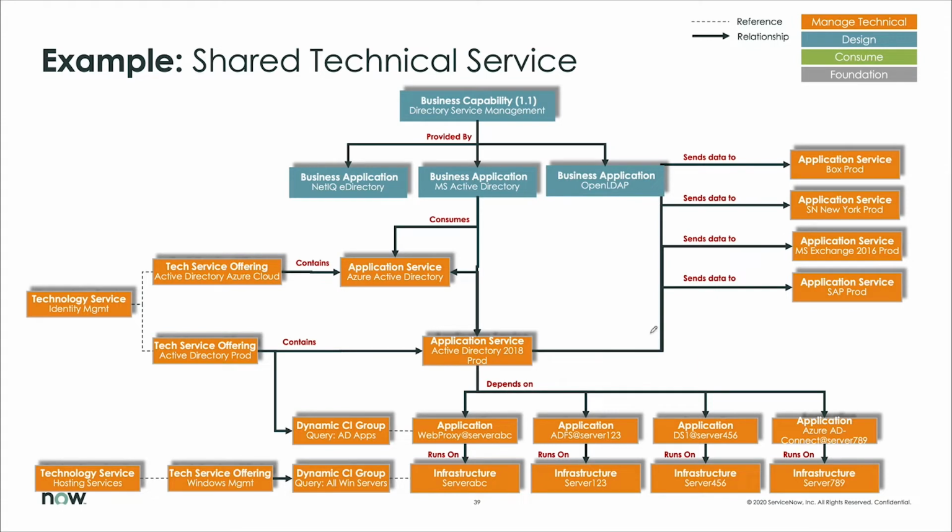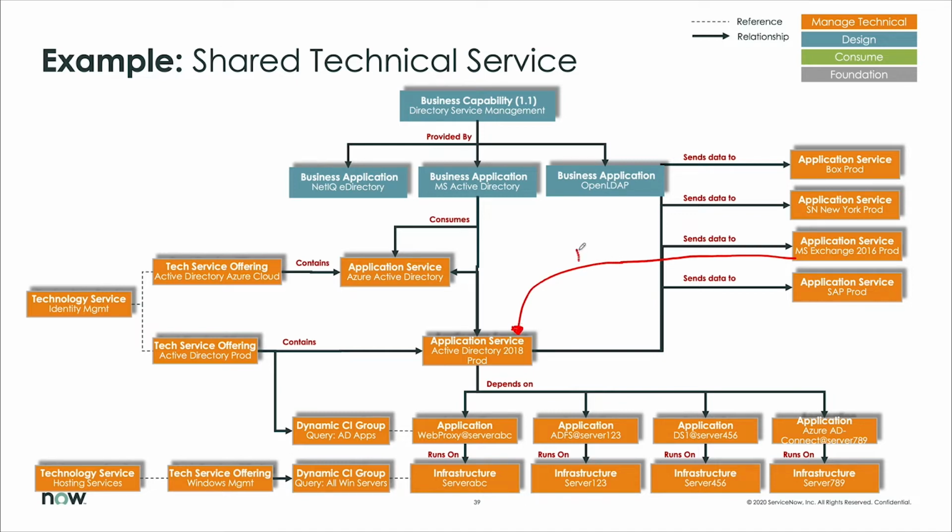And then we also have situations where the Active Directory systems may send information to other systems within your environment. Or this could also be a depends on, going the other way. So there's two ways of doing that. Sends data is one, and then dependencies is the other.